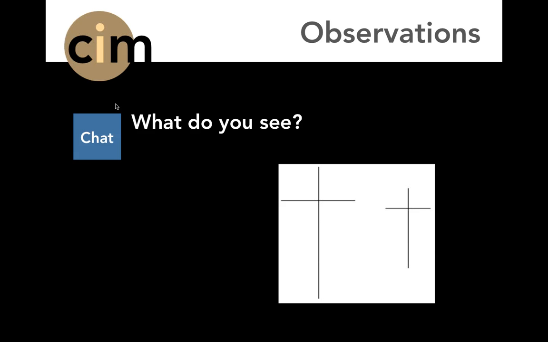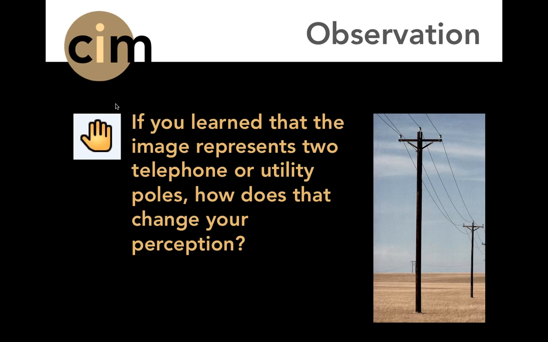Now I'm going to change this around a little bit and show you another image and ask you, if you had learned that the image that you saw represented two telephone or utility poles, how would that change your perception of what you were looking at? This time, go ahead and raise your hand instead of using your chat box. So what if we first showed you that first piece and you had written that up, made that observation, and then we said, oh, no, this is what it actually represents, two telephone poles.